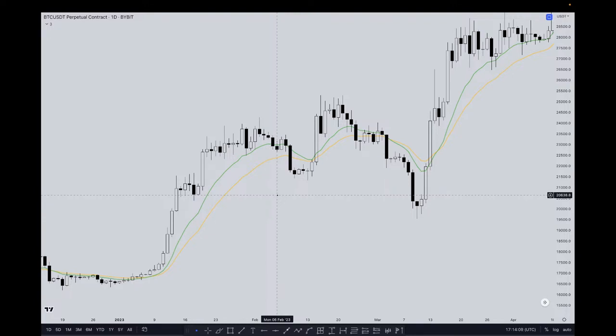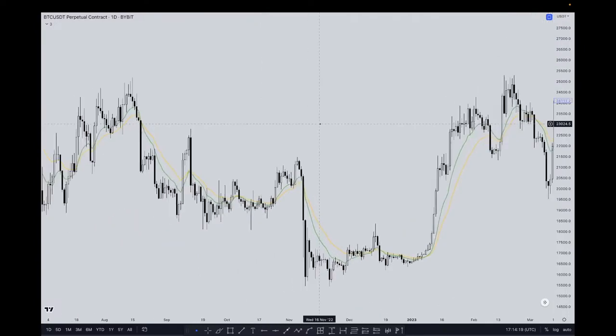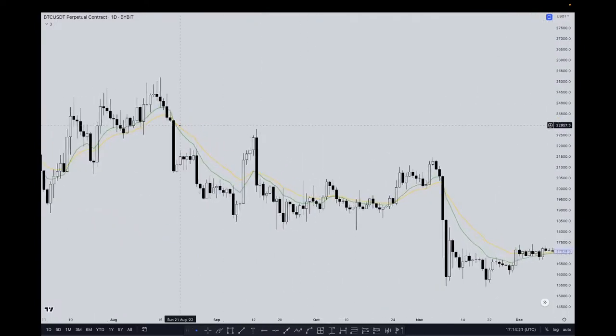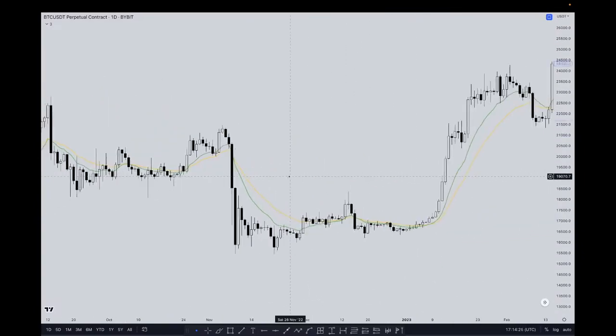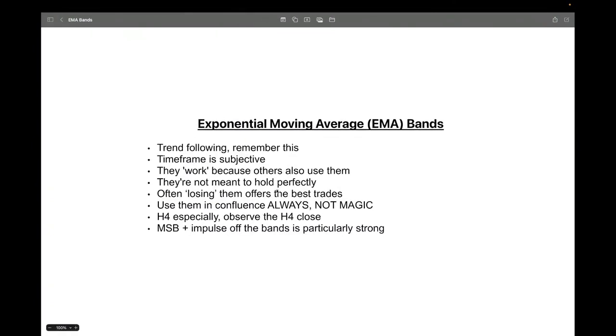But the simple way of looking at it is, if the 12 is above the 21, we're in an uptrend. And if the 12 is below the 21, we're in a downtrend, like we were here. Okay? All the way down. Okay, so that's what they mean. That's what fast and slow means in relation to EMA bands.